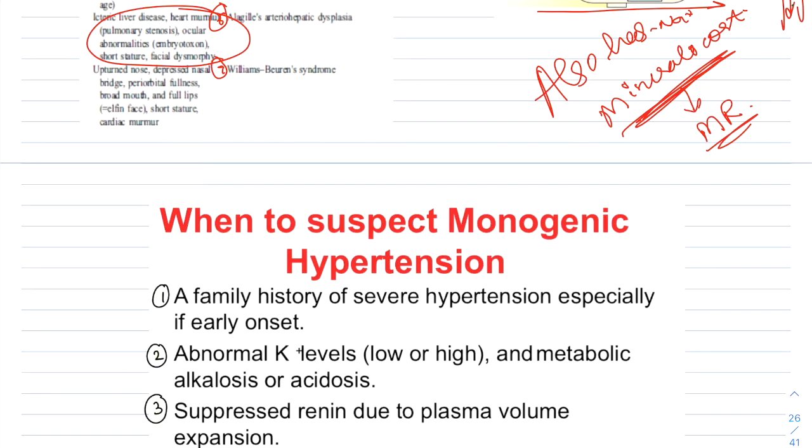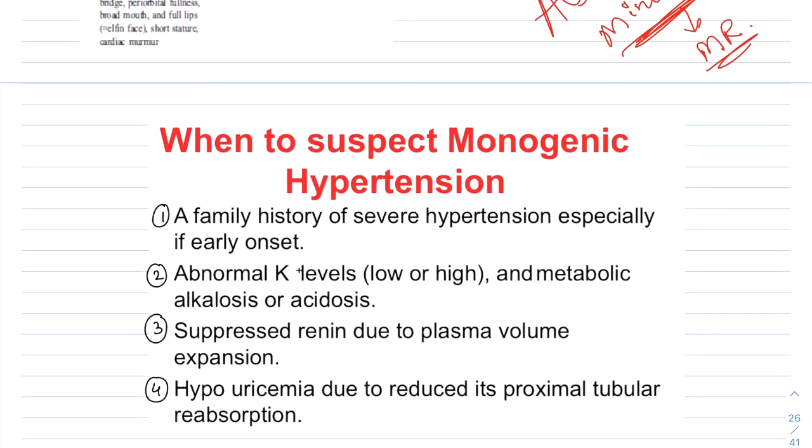Now, before discussing the various types of monogenic hypertension, let us first know when one should suspect monogenic hypertension. First of all, inherited monogenic hypertension usually has an early onset, that is in the late 20s or 30s, and the hypertension tends to be severe, usually not easily controlled by antihypertensive combinations. As it is an inherited form, there will always be a family history.